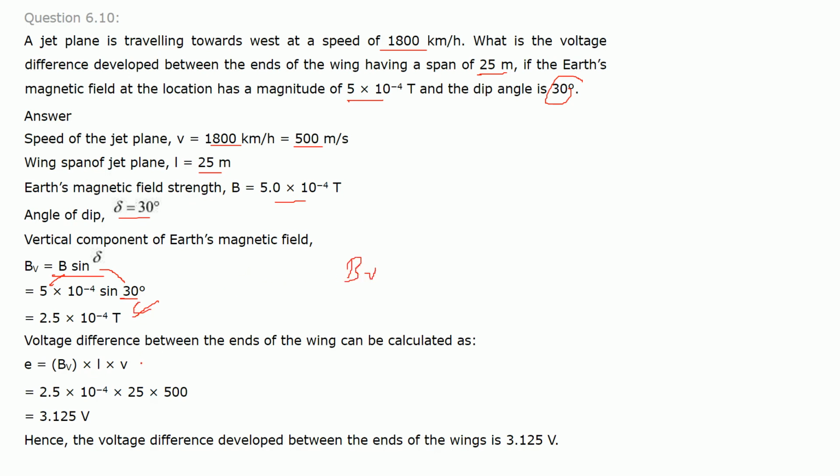Now the voltage difference between the ends of the wing. See, if this is an aircraft like this, these are the wings. We have to find out the voltage difference between these two ends. So it will be E equal to B into L into V. Here we will take B as the vertical component. L and V, we just found out, are known to us. Just put it here. The voltage difference developed between the ends of the wings will be 3.125 volt.